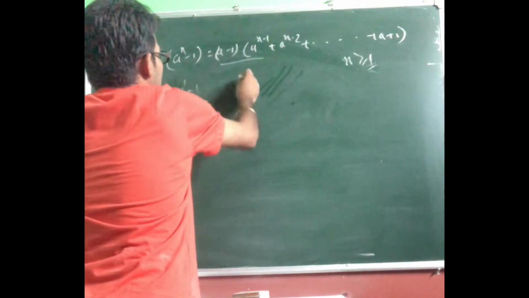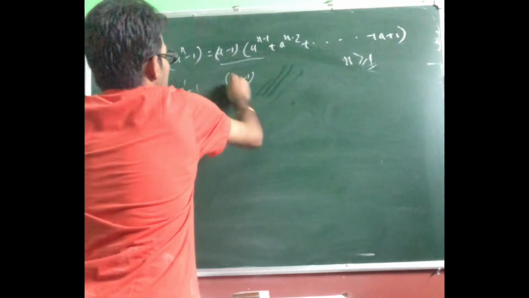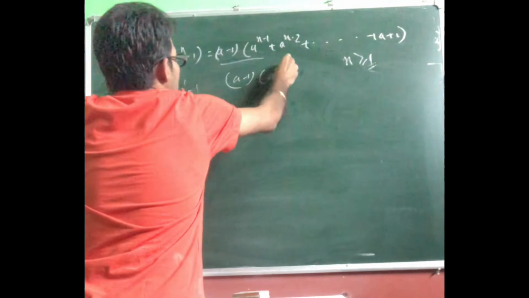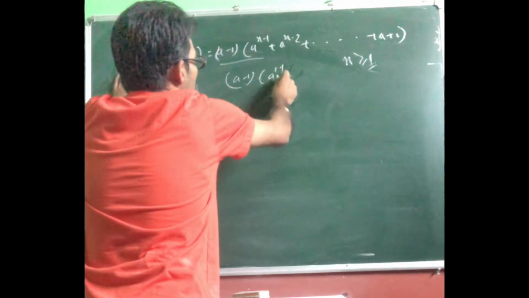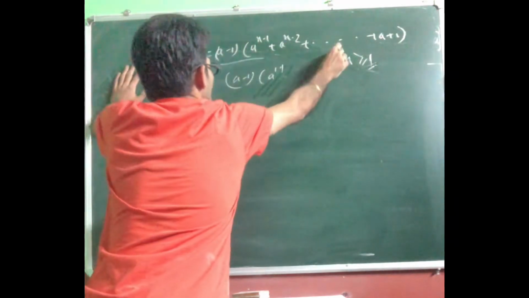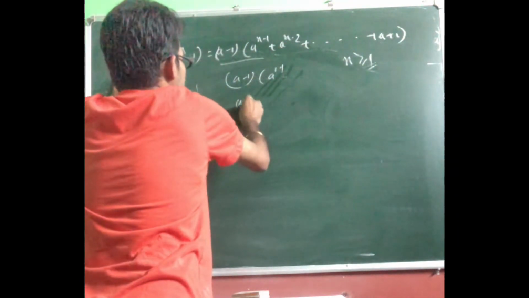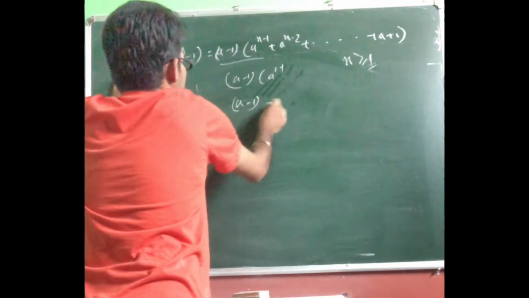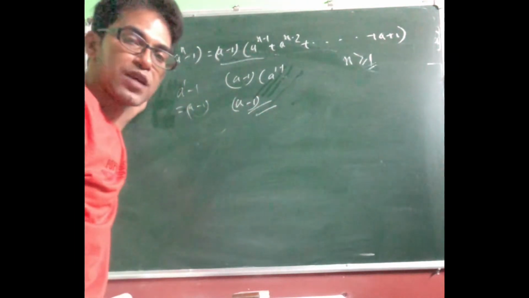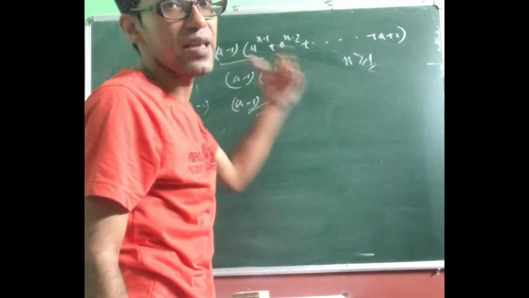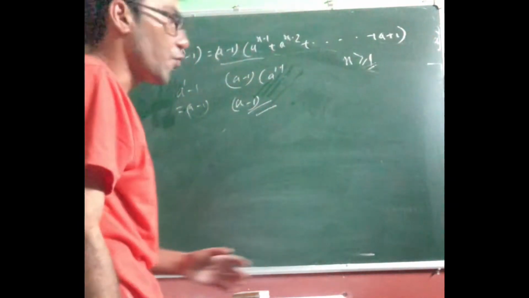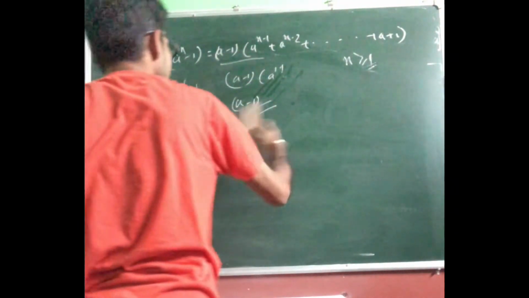And what do I have here on the right hand side? A minus 1, and here a to the power 1 minus 1 is a to the power 0, which is 1. So 1 into this whole thing is also 1, so this basically is a minus 1. So left hand side and right hand side are equal. So that means this particular statement holds true for the base case, which in this case is n equal to 1.